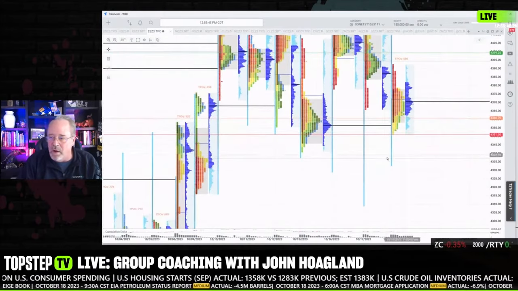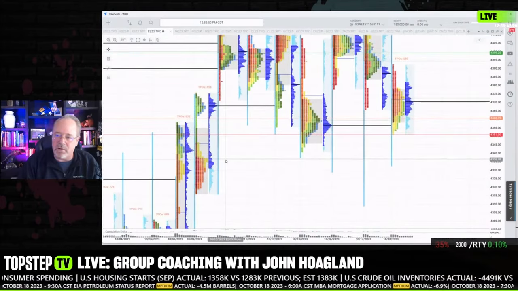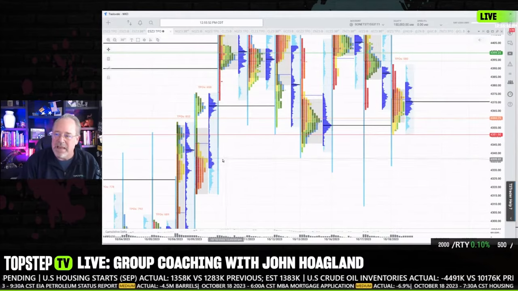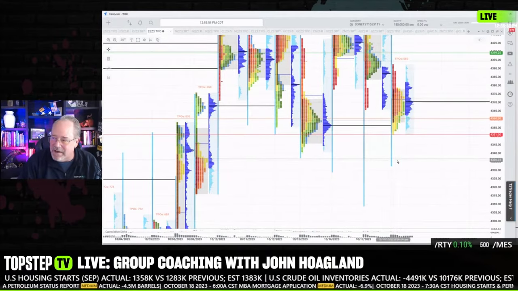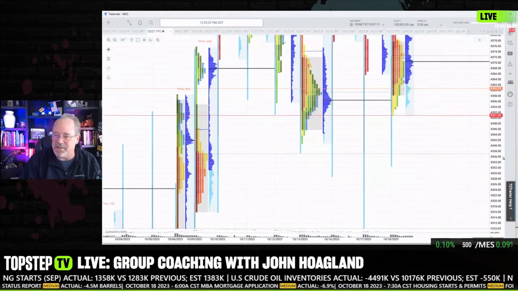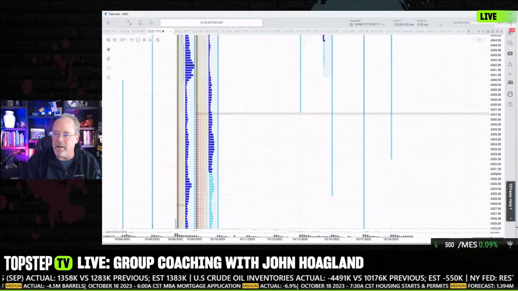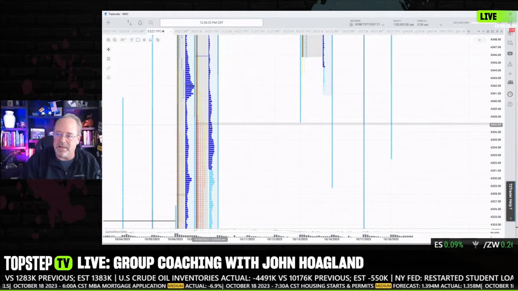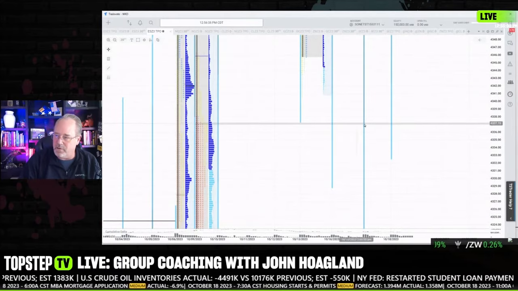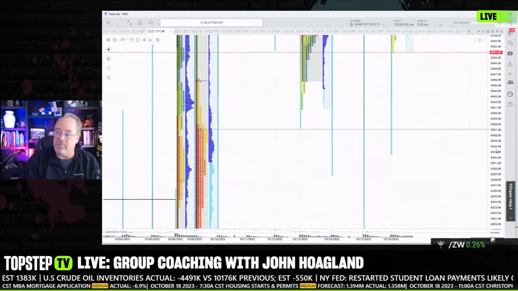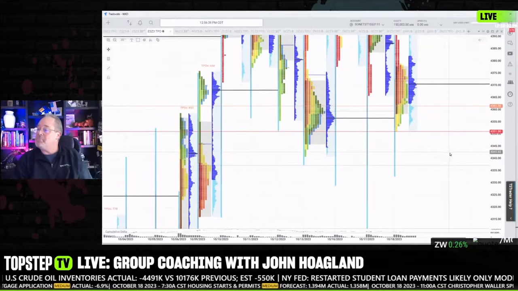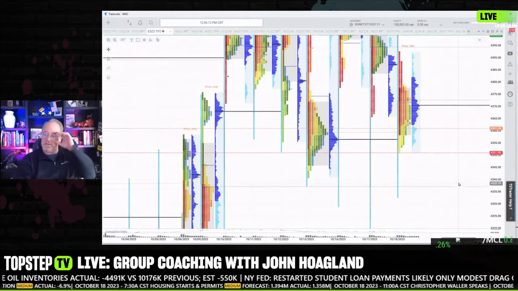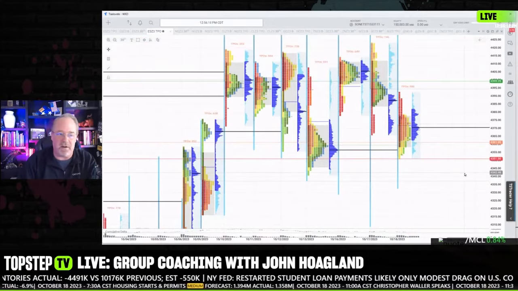We've got one TPO point of control. I know it's hard to see on this platform. It's a little gray line right here. If I expand it, maybe you can see it better. There it is. So there's the widest line of TPOs from that day. The point of control comes across, and we'll see if it gets revisited. We'll try and remember to talk about that.